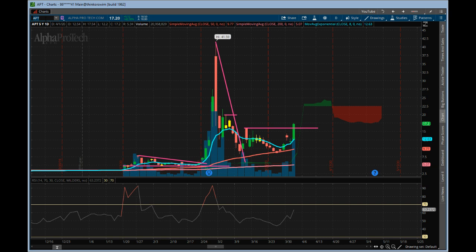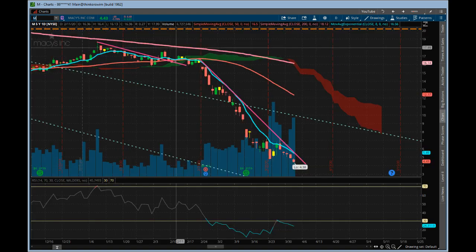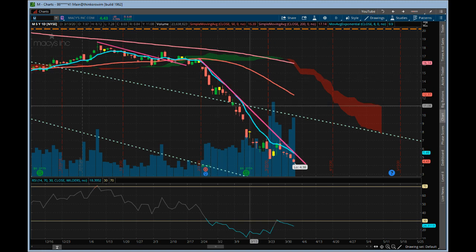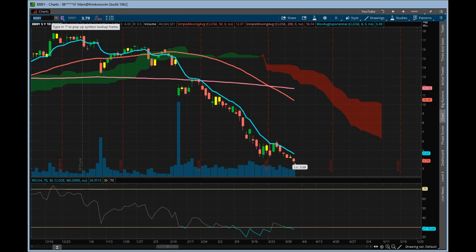M for Macy's. My goodness, $4 stock. Anyway, we talked about this last night. Right here's that downward trend line. So bearish still, unless proven otherwise. Big volume today on more downside move. It's almost at $4. Just a really challenging one right there. So definitely one of those usual suspects. And here's another one too.